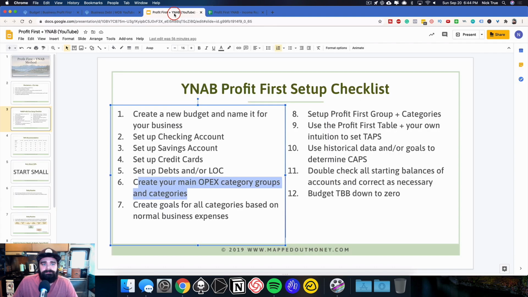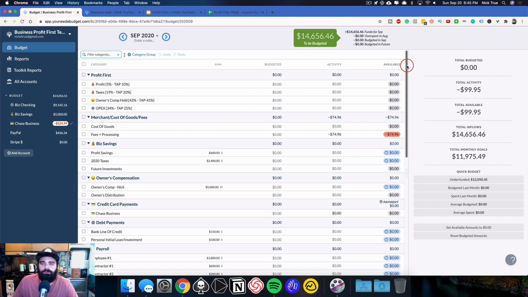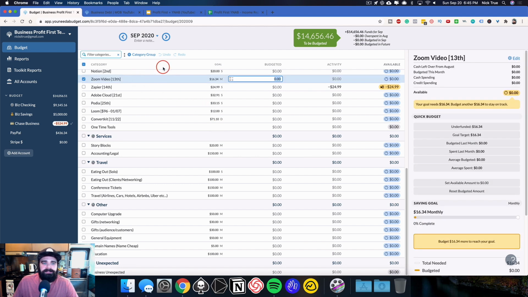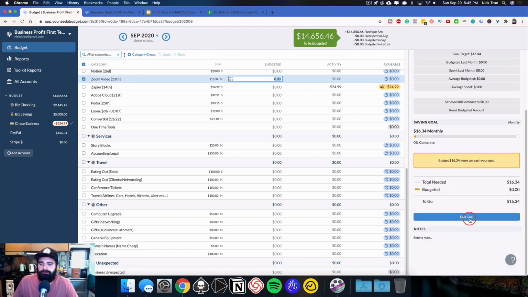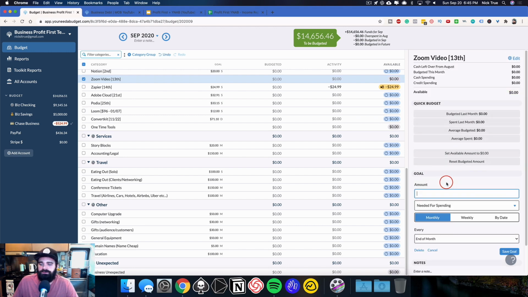And you can break it down in the groups based on the way that you specifically like to see your reports. All right, so at this point, we're ready to move on to number 7, which is to create goals for all of your categories based on your normal business expenses. Now, if you have used YNAB before, or you've watched any of my videos, you know that I'm a big fan of goals. So you need to have goals for everything. The way you create a goal is by clicking on the category, coming over here to the bottom right-hand corner, and click Create Goal.